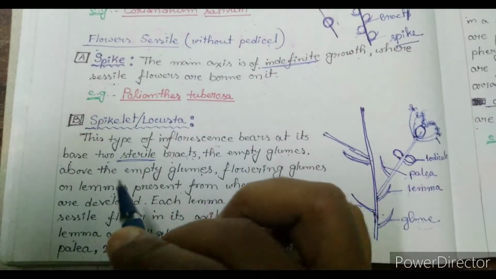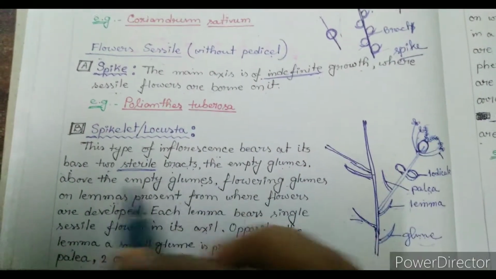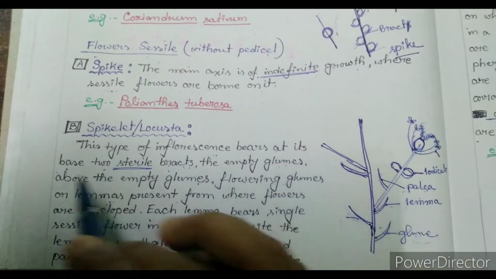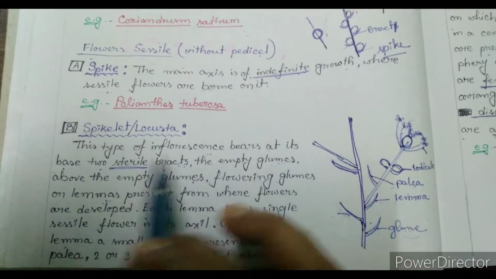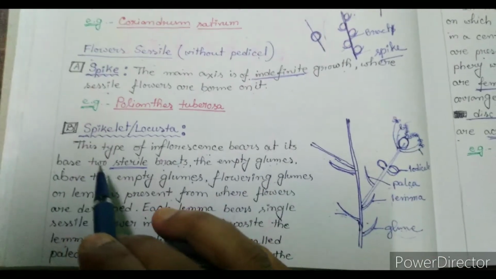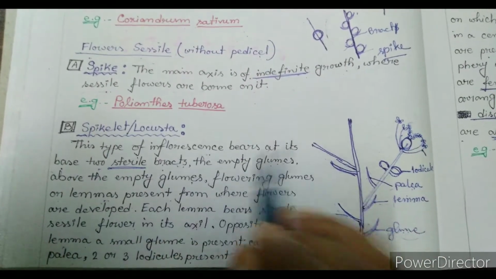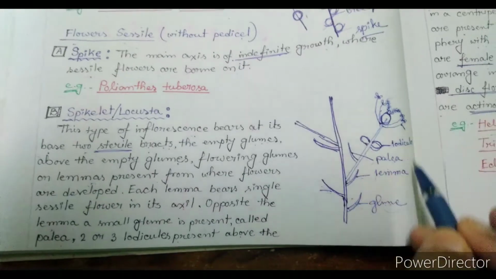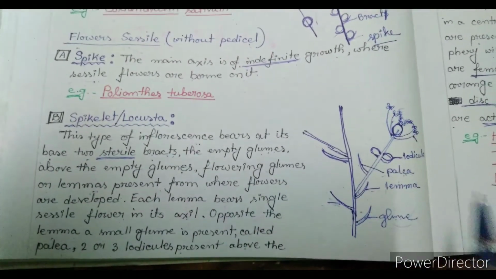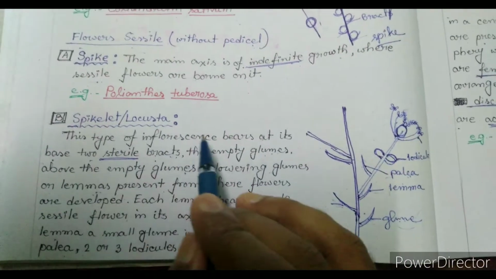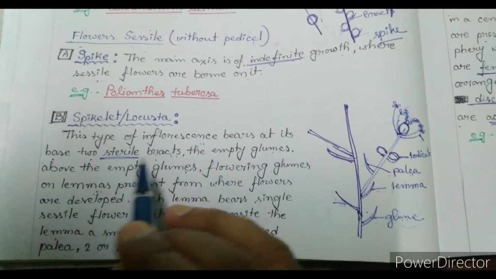So next we talk about spikelet or locusta. This type of inflorescence bears at its base two sterile bracts, the empty glumes. First of all, match all the language with this diagram. This type of inflorescence bears at the base two sterile bracts.